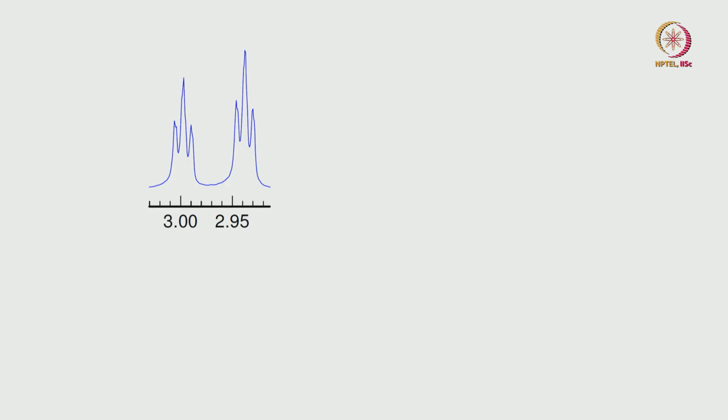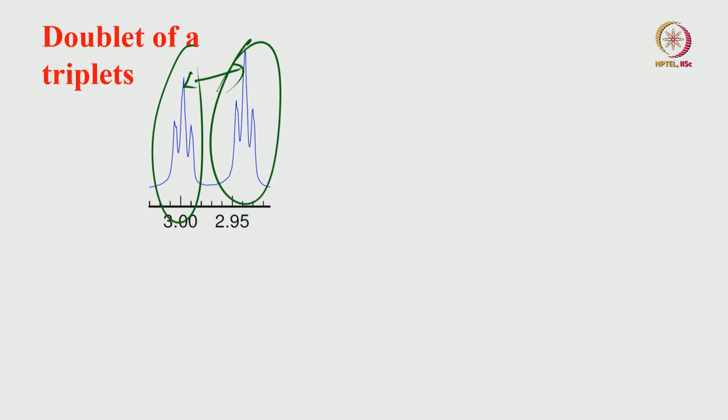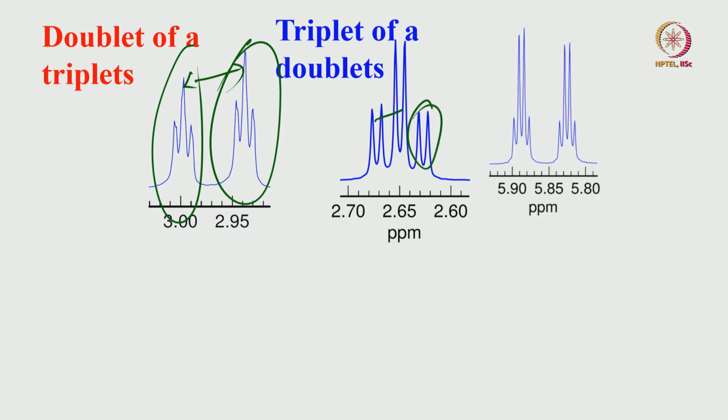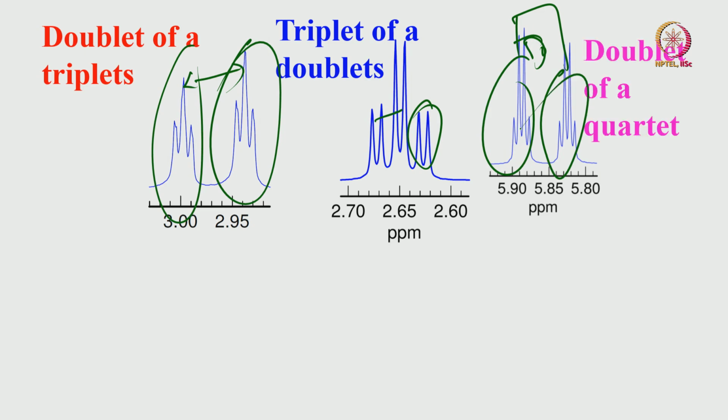What about this one? Of course, this is a doublet, the separation is larger and each line of the doublet is split into a triplet, it is called doublet of triplets. What about this one? Triplet of doublets, because this larger separation is a triplet and each line of the triplet is split into a doublet. This one very easily you can identify. First it is a large separation, a doublet, and each line of the doublet is split into a quartet. So, it is called doublet of quartets.